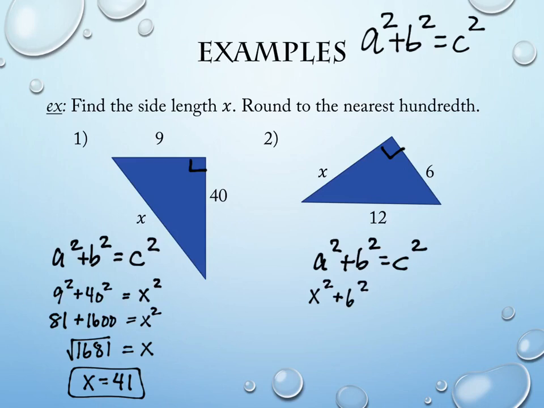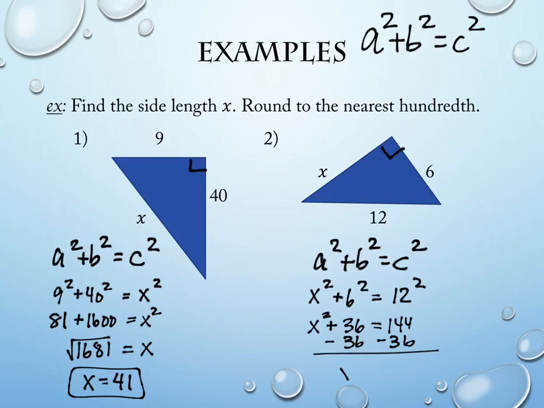And C? 12. Now, I need to move the 6 squared over, but I might as well just square everything that I have first. I'm going to have to do that eventually anyway. So 6 squared is? 36. And 12 squared is? 144. We'll subtract our 36.